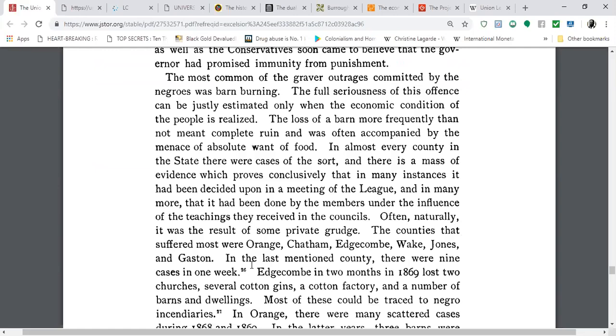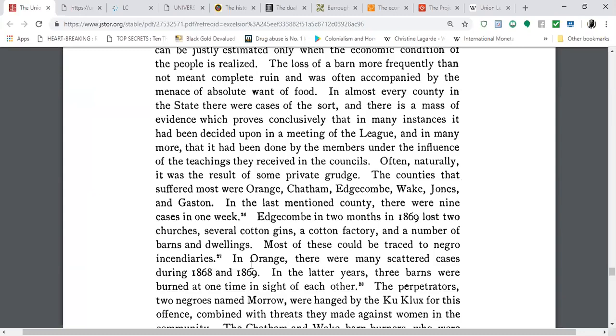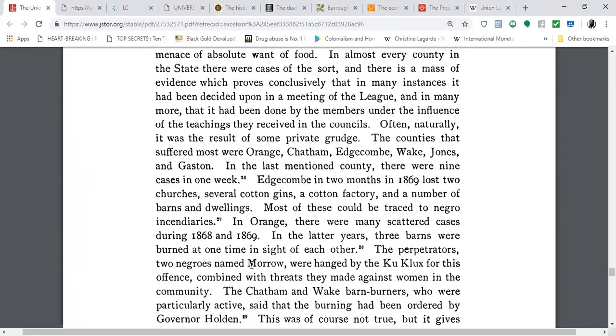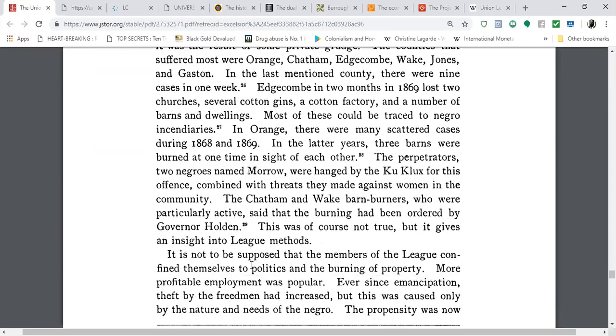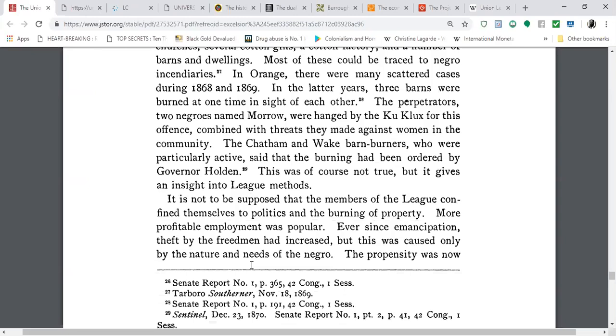The counties that suffered the most were Orange, Chatham, Edgecombe, Wake, Jones, and Gaston. In the last mentioned county, Gaston, there were 9 cases in 1 week. Edgecombe in 2 months in 1869 lost 2 churches, several cotton gins, a cotton factory, and a number of barns and dwellings. Most of these could be traced to Negro incendiaries. In Orange, there were many scattered cases during 1868 and 1869. In the latter year, 3 barns were burned at one time, inside of each other. The perpetrators, 2 Negroes named Morrow, were hanged by the Ku Klux Klan for this offense, combined with threats they made against women in the community. The Chatham and Wake barn burners, who were particularly active, said that the burning had been ordered by Governor Holden. This, of course, was not true, but it gives insight into the League's methods.